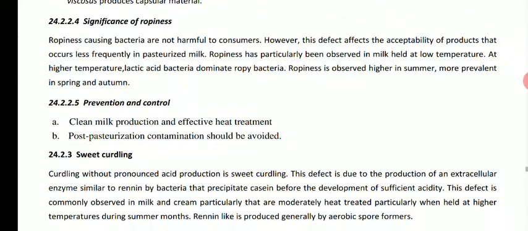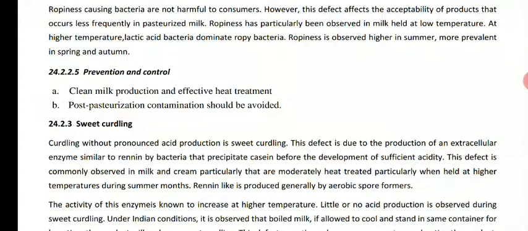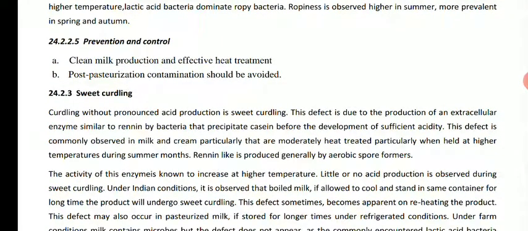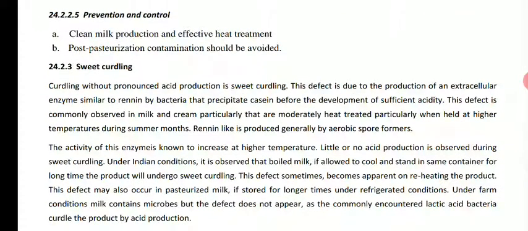Okay. So prevention and control. How to prevent this property of ropiness? Clean milk production and effective heat treatment remove all these ropiness-causing bacteria. Then post-pasteurization contamination should be avoided. Okay. So these are the two factors by which we can control the entry of these bacteria. Then next is sweet curdling.